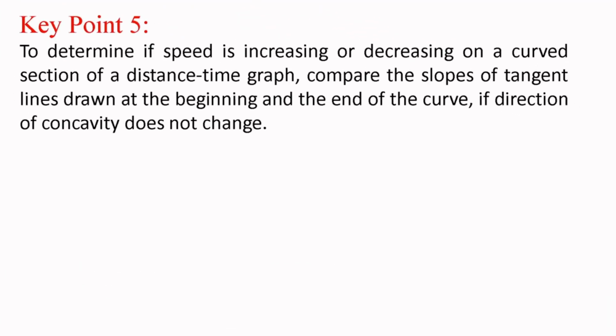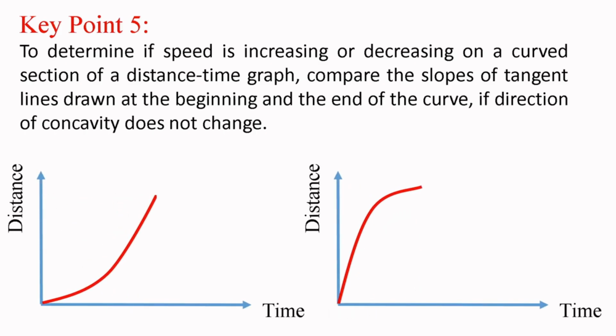Key point number 5. It is talking about specifying if the speed is increasing or decreasing. When the speed is changing, it means we have a curve on a distance time graph. Pay attention to these two distance time graphs. How can we realize that the speed is increasing or decreasing? Because as you definitely can see, here we have two curves, right? And when we have a curve, it means the speed is changing.